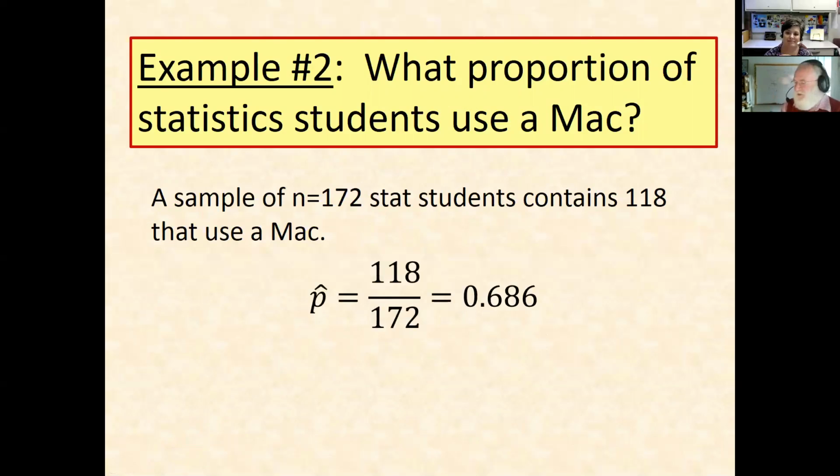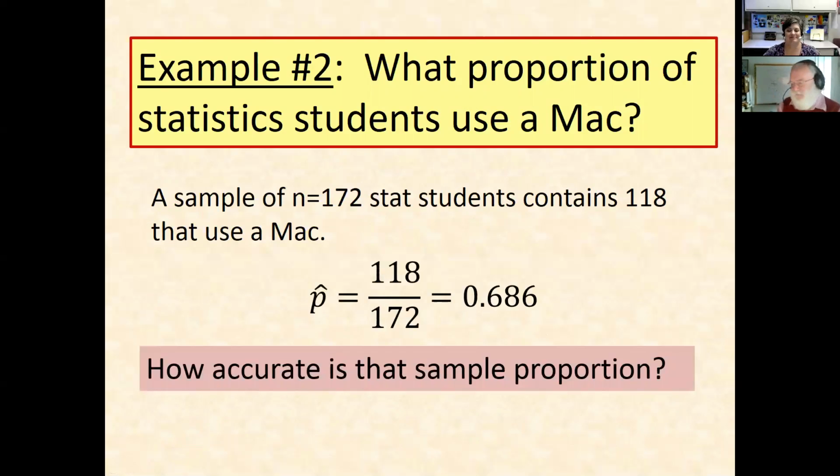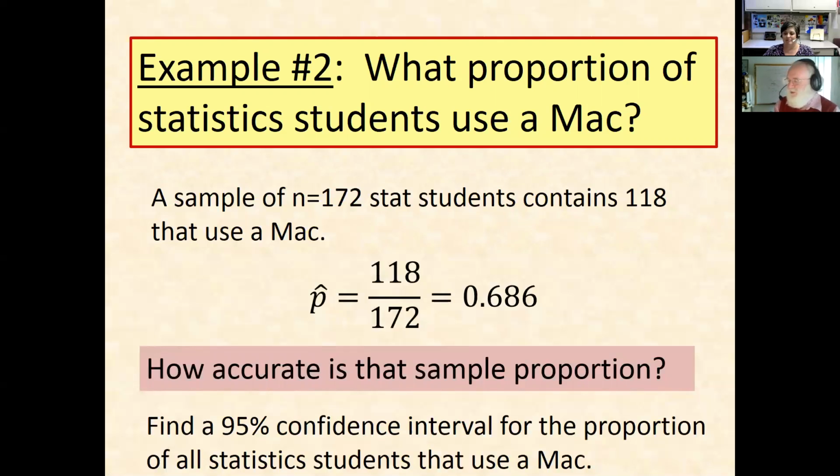And so same question, right? How accurate is that sample proportion? That's based on just this sample of 172 students in this one semester. How likely is that to generalize to a broader population? So we want to find a 95% confidence interval for the proportion of statistics students that use a Mac, and we'll just go right to StatKey on this.